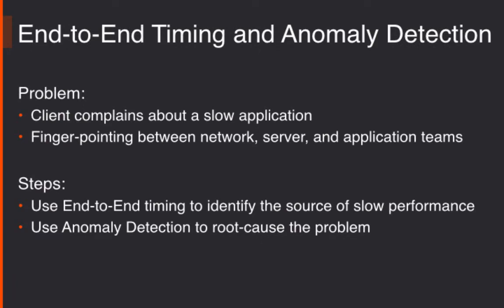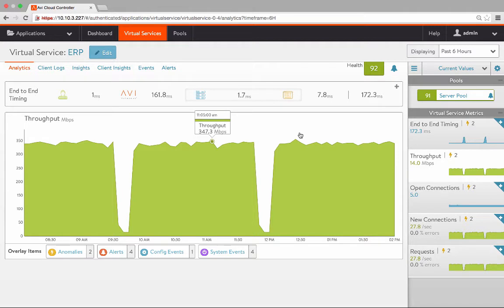Client calls in and complains that the website is slow. So naturally you get the server team, the network team, the security team, the virtualization team, all into the war room to troubleshoot this problem. The finger pointing begins. With Avi, we're eliminating this blame game.